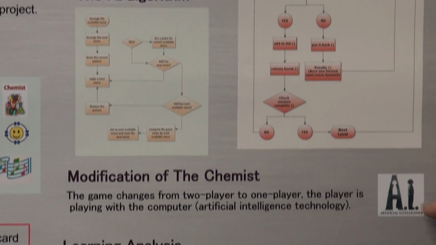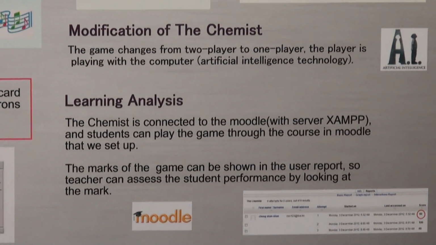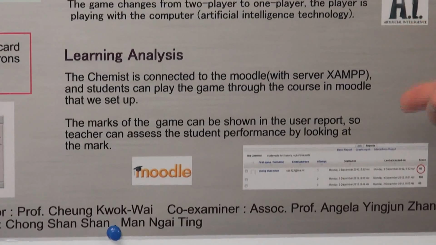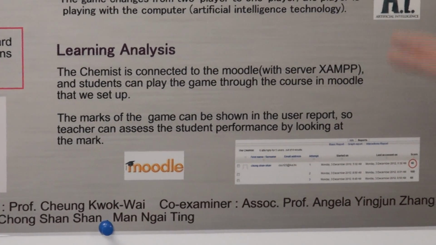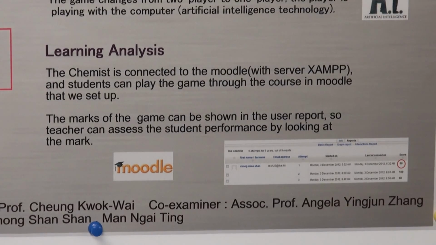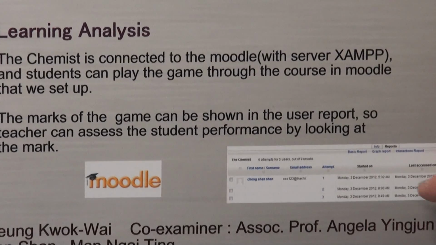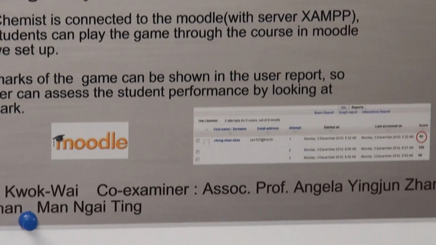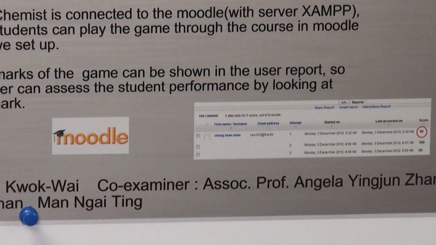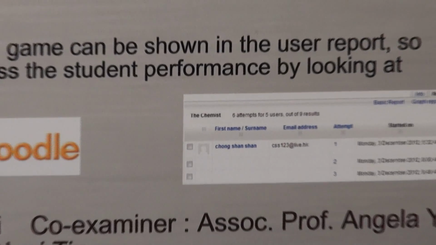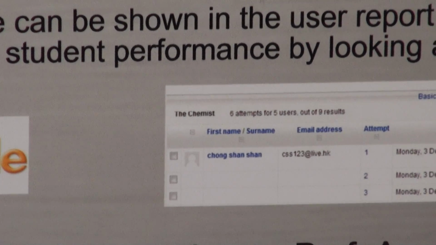So let me talk about the learning analysis. As students submit the marks of the game, the teacher will know the performance of the student. The marks of player 1 in the game are recorded in the Moodle database, and the number of attempts is also recorded. So the teacher will know how many times the student played and the marks he got each time. So the teacher will know whether the student's performance is good or bad and make further assessment of him.